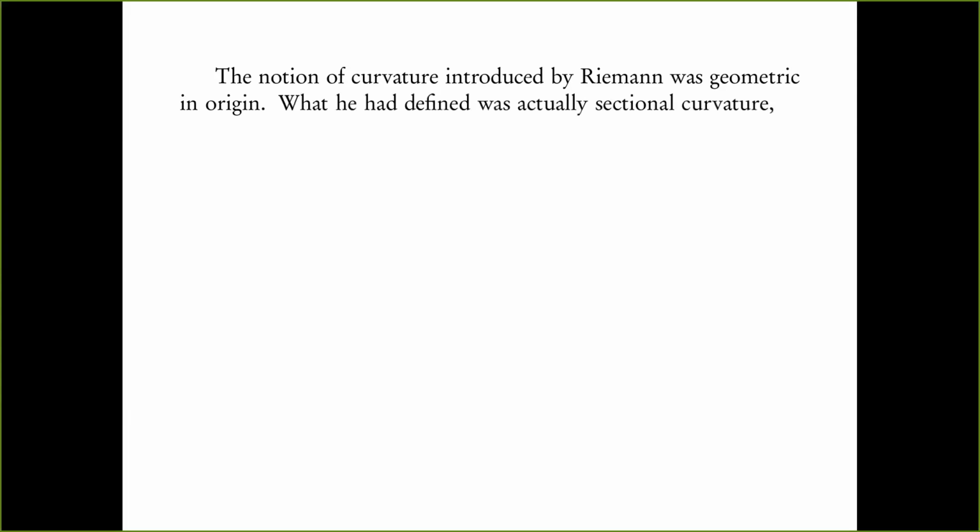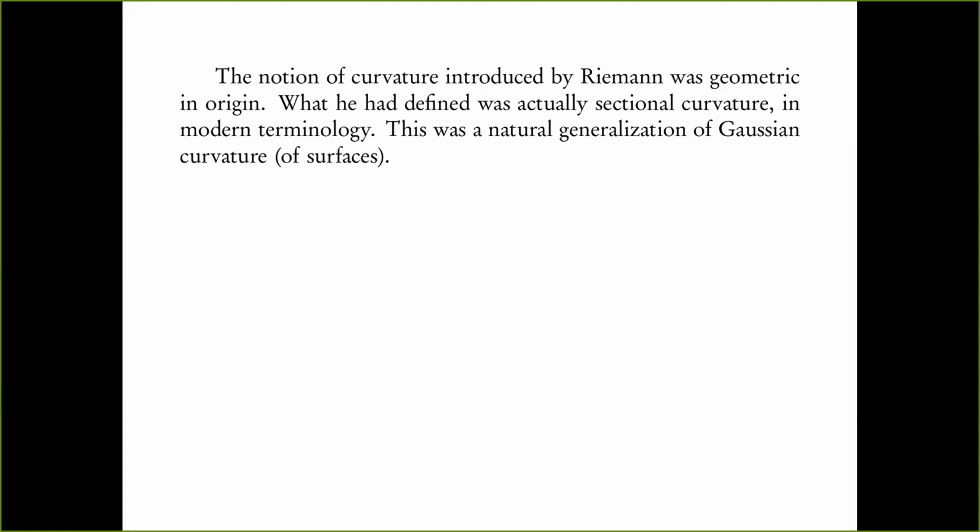Okay? So if you go back in history, you'll see that what Riemann had defined was actually sectional curvature. At least in modern terms, this is what we call sectional curvature now. And he didn't define anything else, or anything which is the modern form of the Riemann curvature tensor. So the sectional curvature is an actual generalization of Gaussian curvature.